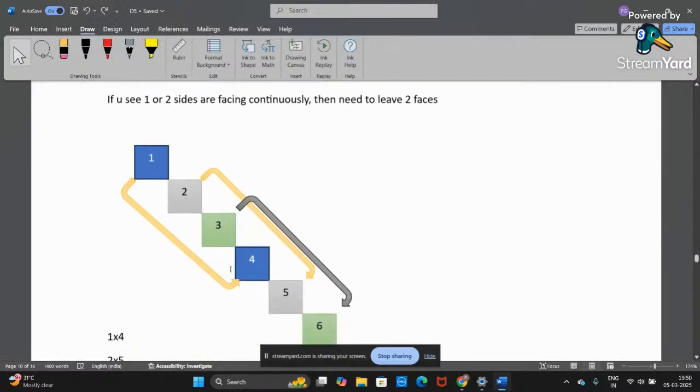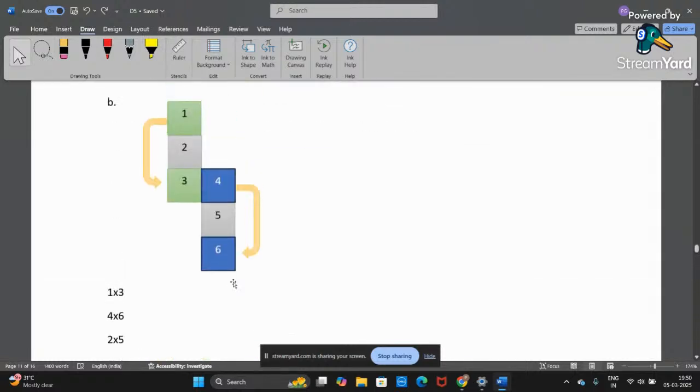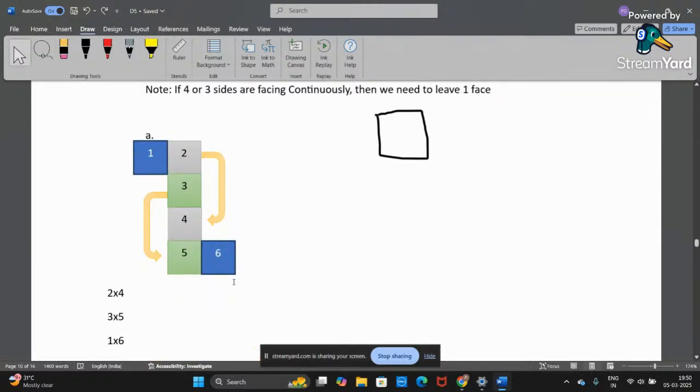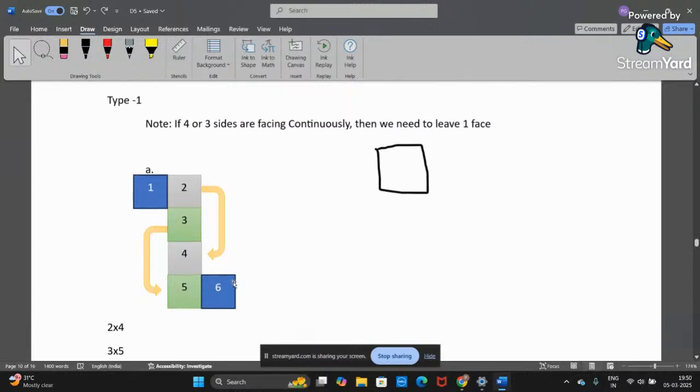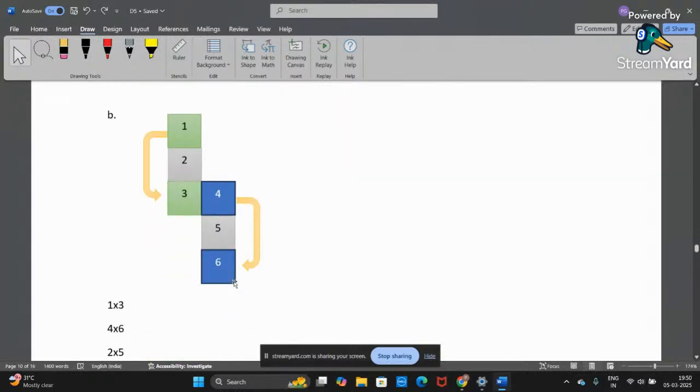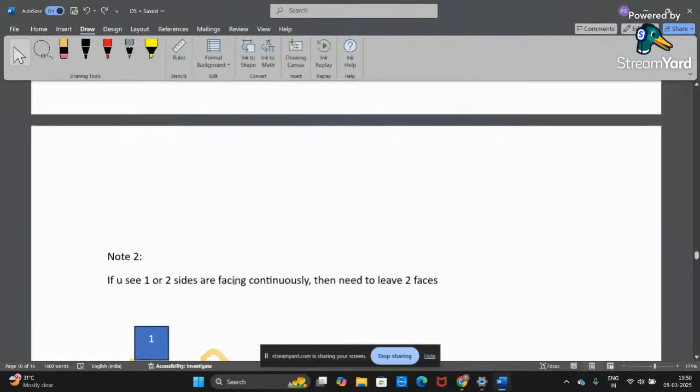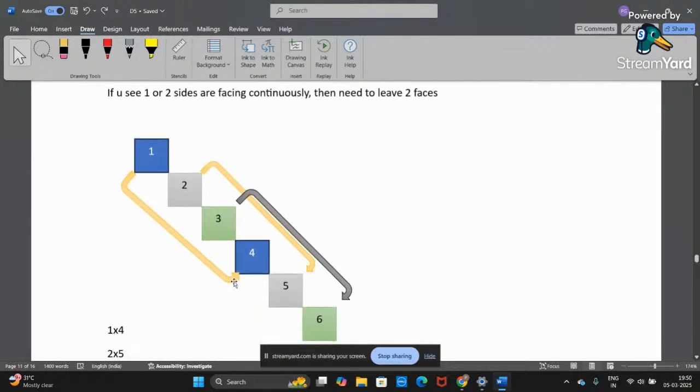Then the next type, note 2. Make a note of this. First take a screenshot of this. Even this also. And we're moving to the next note.